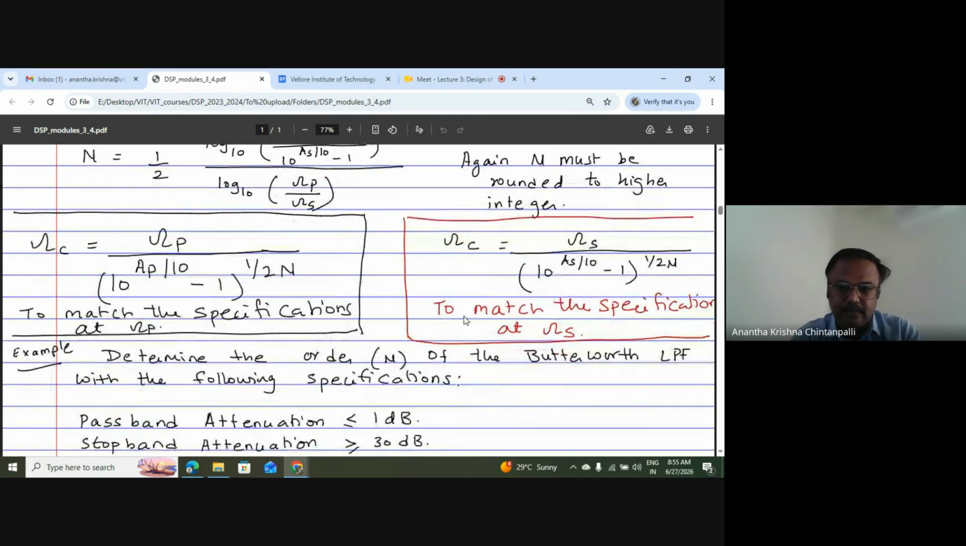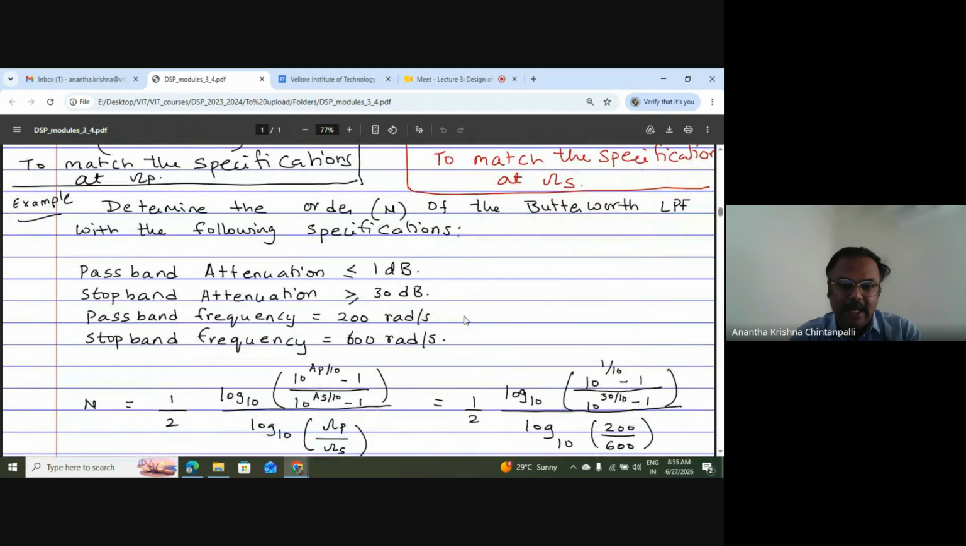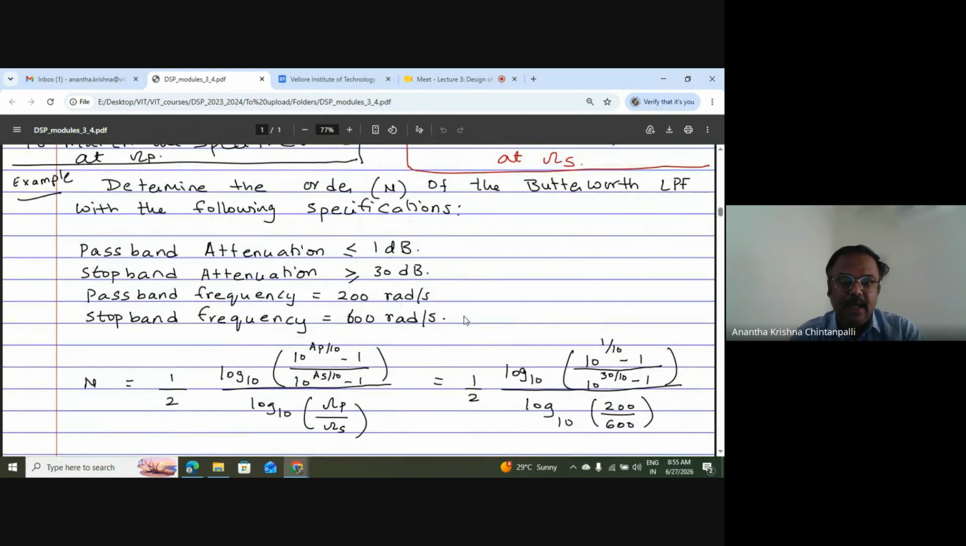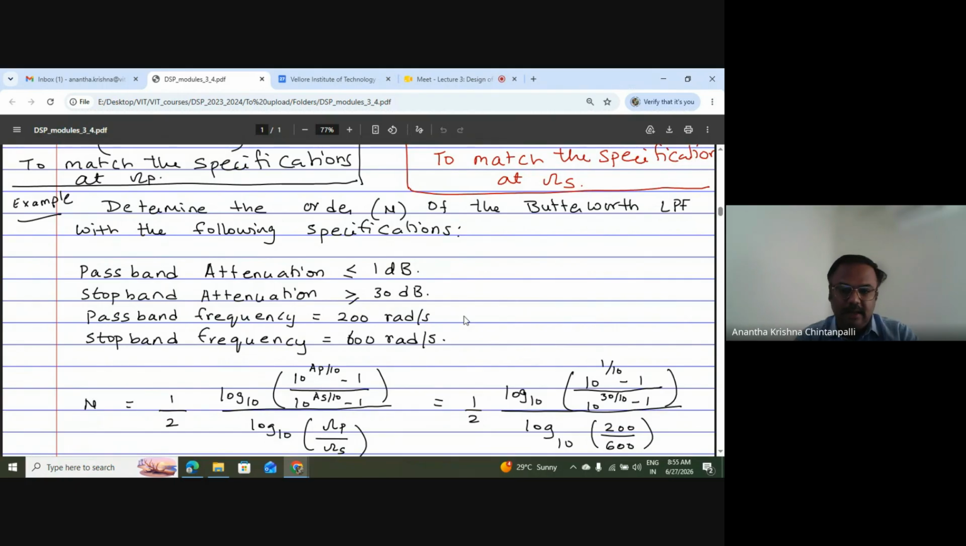Okay, so I'll go through one example, and then we will see how far we can go. Determine the order n of the Butterworth low pass filter with the following specification. Pass band attenuation should be less than or equal to 1 dB. Stop band attenuation is greater than or equal to 30 dB. So that means that your AP is 1 and AS is 30.